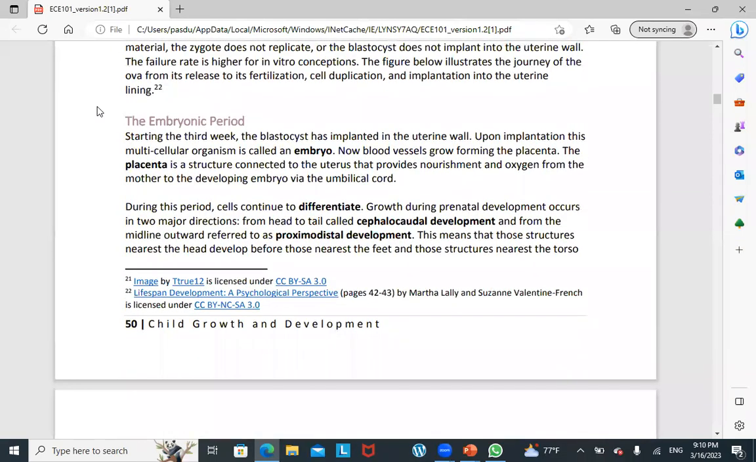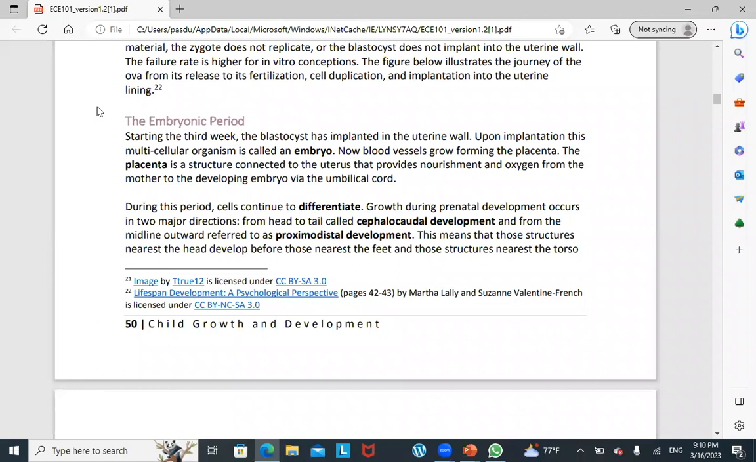Then the next period is the embryonic period. The first 2 weeks is the germinal period. If the blastocyst is able to survive beyond 2 weeks, then it goes to the embryonic period. So the embryonic period starts in the 3rd week, when the blastocyst has implanted into the uterine wall. Upon implantation, this multicellular organism is called an embryo.